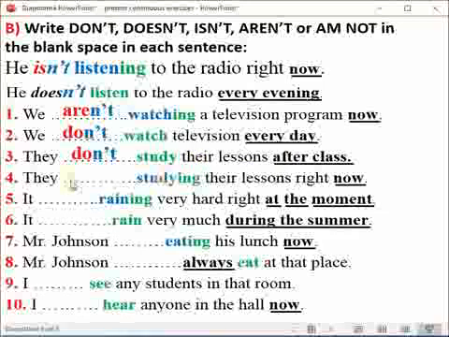It is their habit. Now they are studying their lessons right now. And now present continuous because we have the word now. The action is happening now at the moment of speaking.